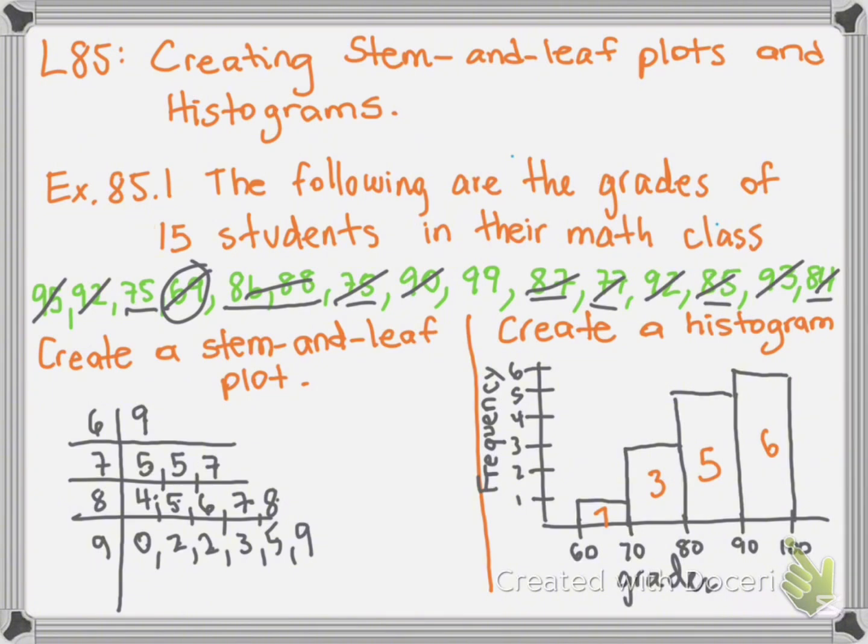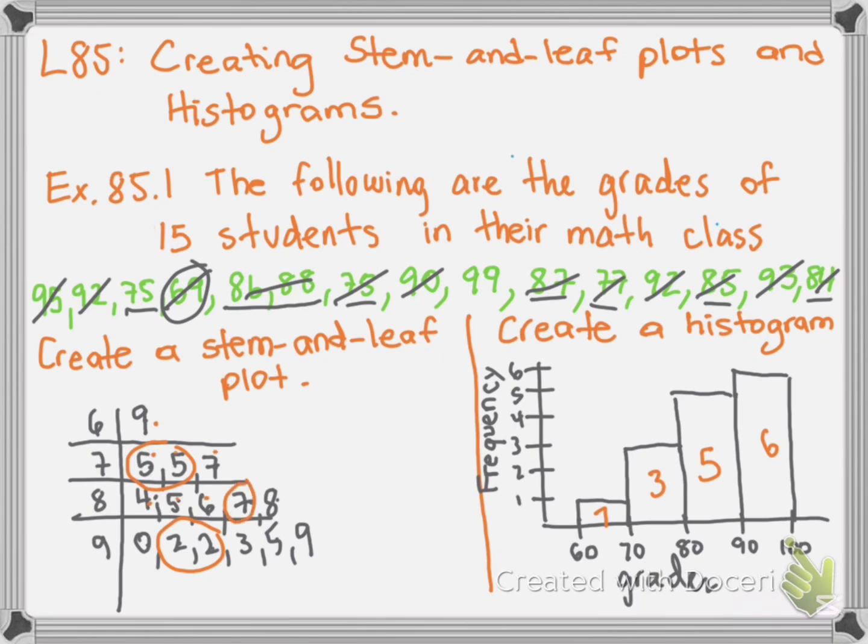We can also see by just looking at here that we have a mode. The mode is 92 and 75. We could also find the median. The median would be the one in the center. So since there's 15 students, it would be the number 8. So 1, 2, 3, 4, 5, 6, 7, 8.